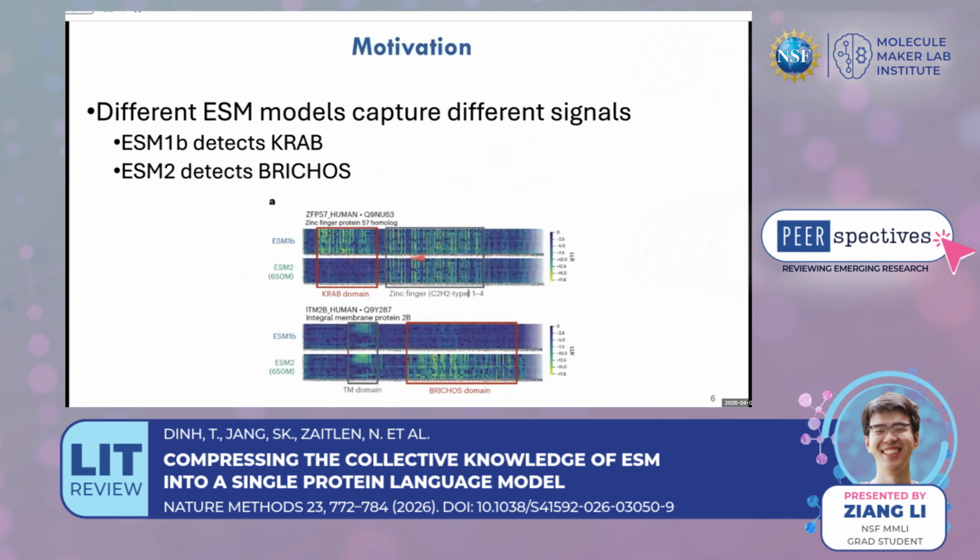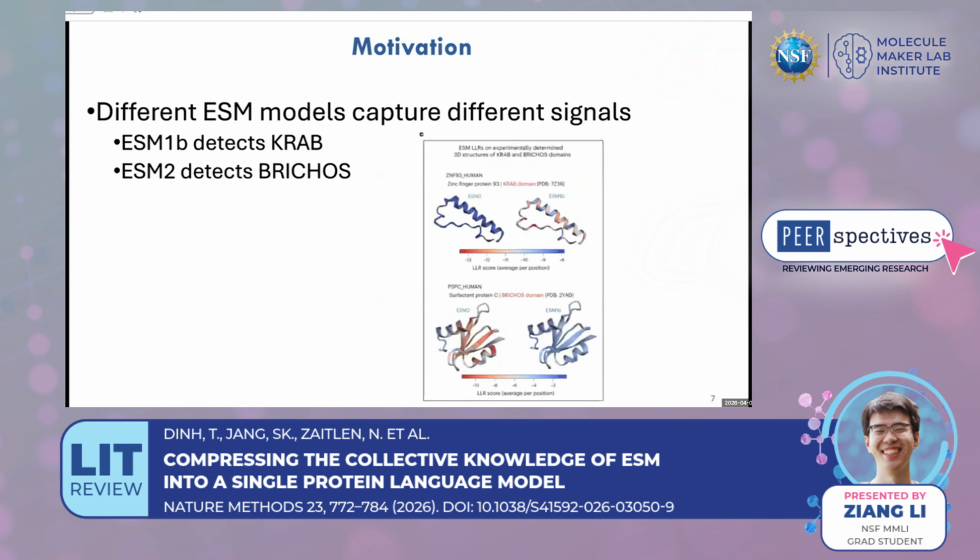And my comment on this taking the minimum is that if we take a look at this, ESM2 fails to predict this KRAB domain because ESM2 will give a really high LLR score to this. So I guess that's why they take the minimum instead of the average of the output of the models.